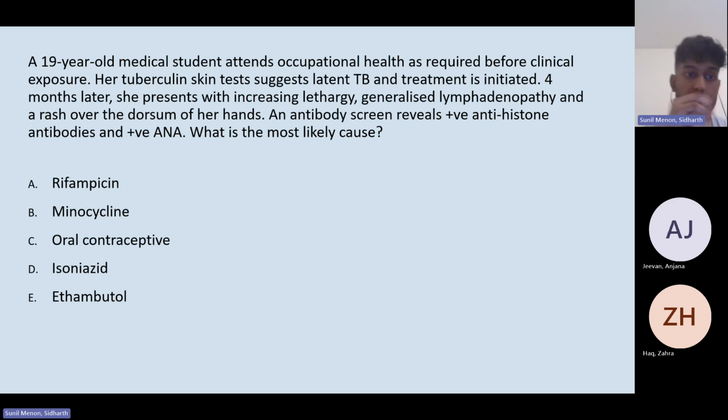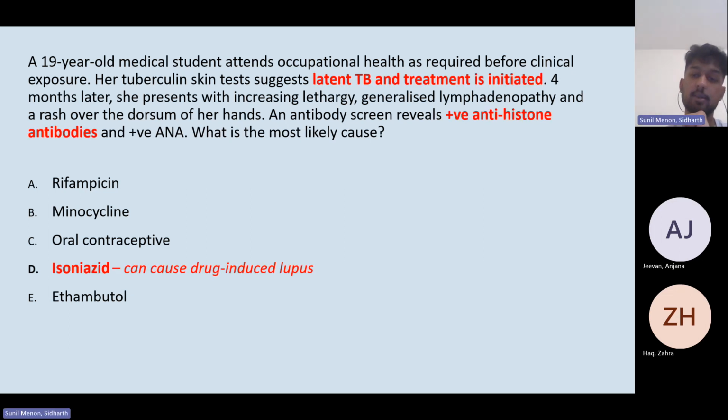Yeah, okay. So 19-year-old medical student, it's all of you guys. Probably a bit more than 19, but occupational health, latent TB, treatment for TB, infectious disease treatment, RIPE, if you guys know the mnemonic, presents with lethargy, lymphadenopathy, and a rash over the dorsum of her hands, positive antihistone antibodies, and positive ANA. What's the likely cause? Which is isoniazid.